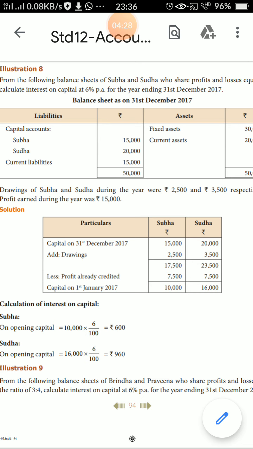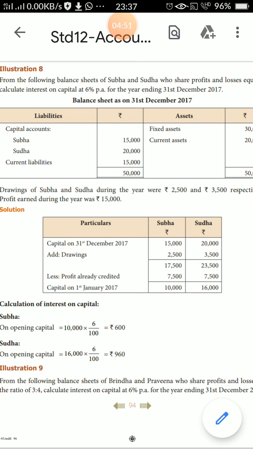Okay, students, write this in your accountancy note, using a single page only. First one is particulars. Next, Subha account and Sudha account. Subha and Sudha each get one column: the first column is debit, the second is credit. You write.